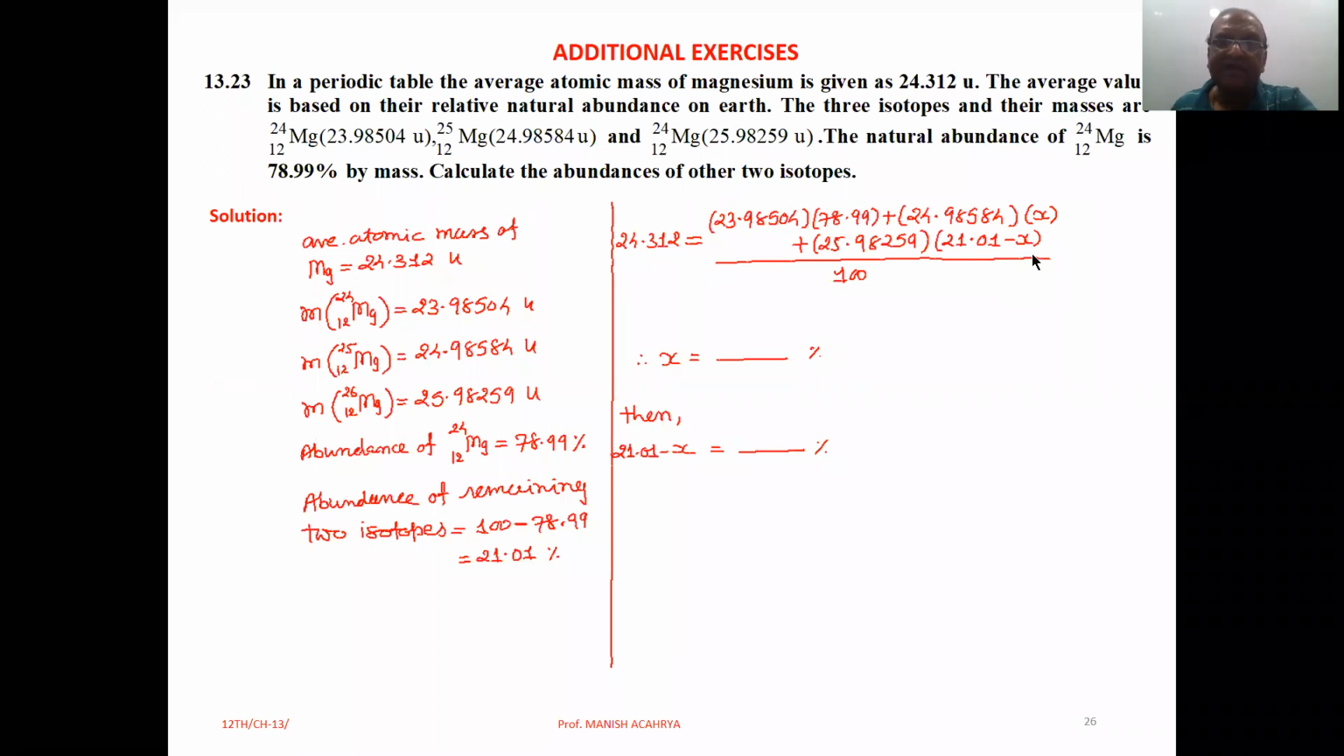21.01 minus X. Because the remaining two are in 21.01%, out of which one we took as X, so the second one is with abundance of 21.01 minus X. The whole thing divided by 100. Now solve this equation, you will get X. Okay, 12Mg25 abundance is obtained. Then calculate 21.01 minus X, you will get the abundance of 12Mg26. Clear to all of you?